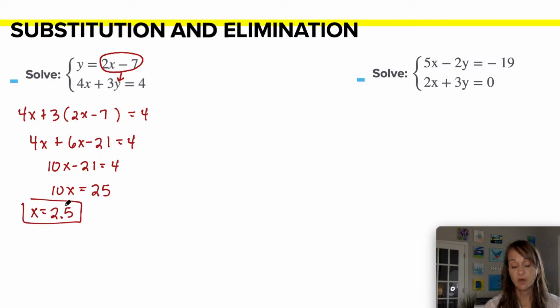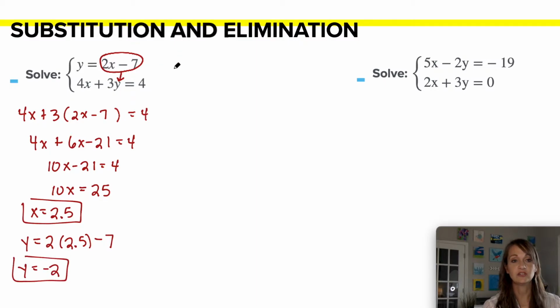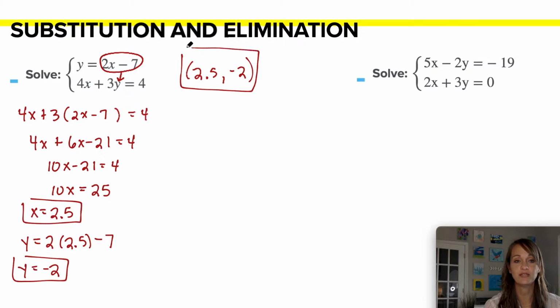Now, I'm almost done. I now need to take 2.5 and plug it back in to find my y. So 2 times 2.5 minus 7. 2 times 2.5 is 5, and 5 minus 7 is negative 2. So the solution to this system of equations would be (2.5, negative 2). And if you were to graph these two equations, they would cross at this point on the graph.